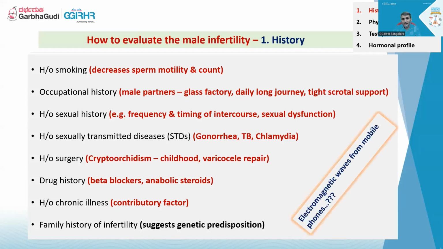Nowadays studies are in progress on electromagnetic waves from mobile phones. They have not proven it fully. In the first phase, they have shown that mobile phones affect sperm motility and cause teratogenic sperm. Now there is a second phase study on what level of radiation affects the sperm quality, or I can say the semen quality. So nowadays they are doing this study.